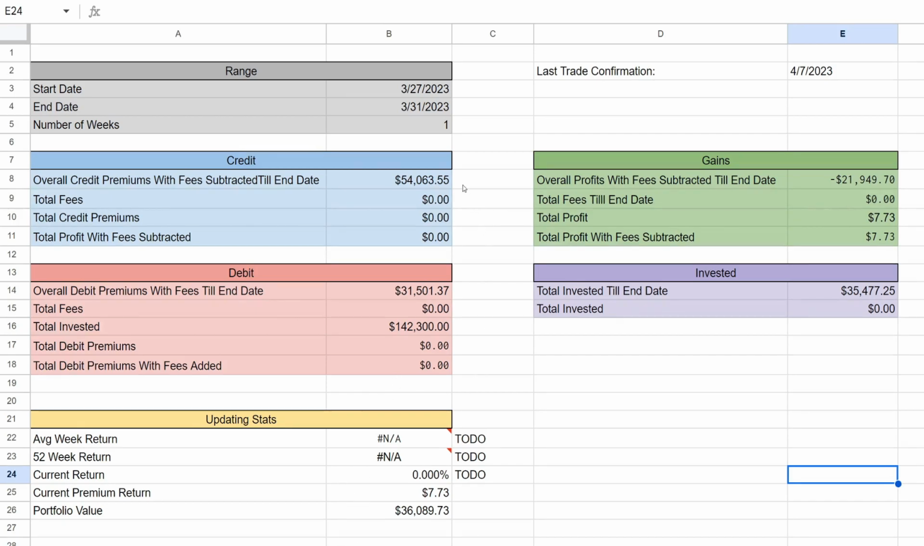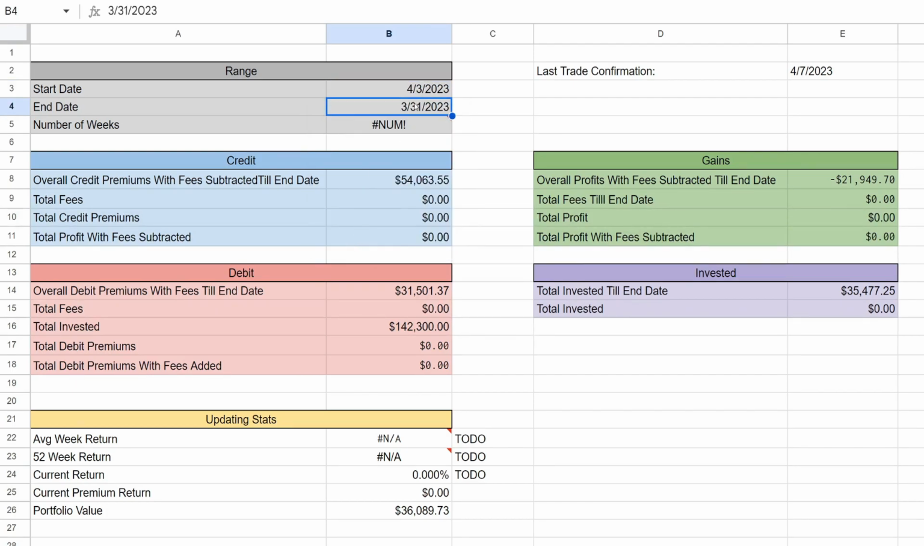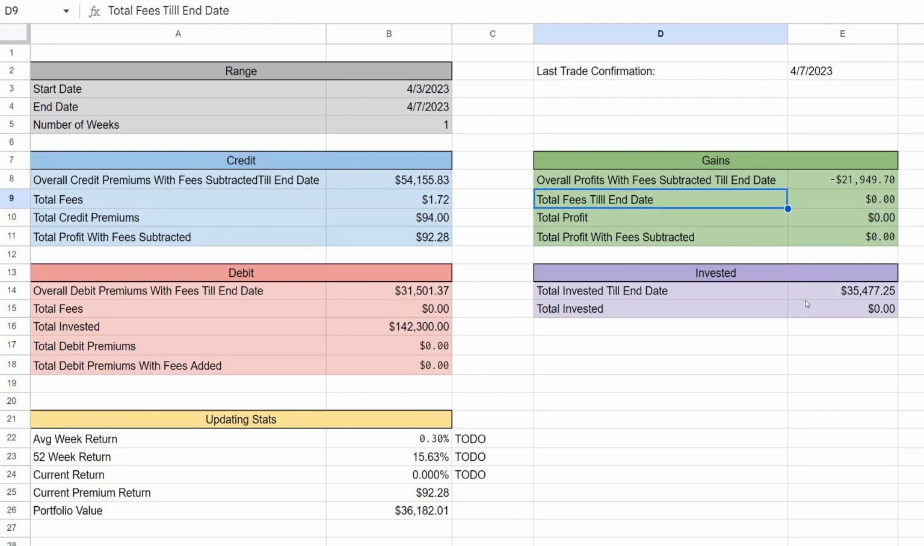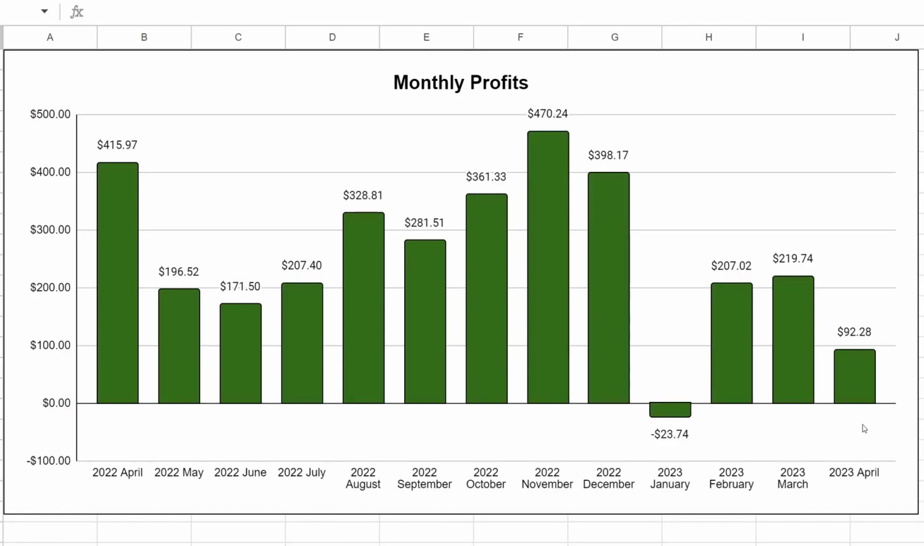Definitely would appreciate it. But let's find out how much we made in total. So if we look on the 3rd of April, and our date ended on the 7th, in total we did make $92.28. Credits we collected $92.28 in total after fees. There was actually nothing in debits, nothing in gains, and then nothing invested. If we look at the graphs, you'll see that we are at $92.28 for the month of April so far.